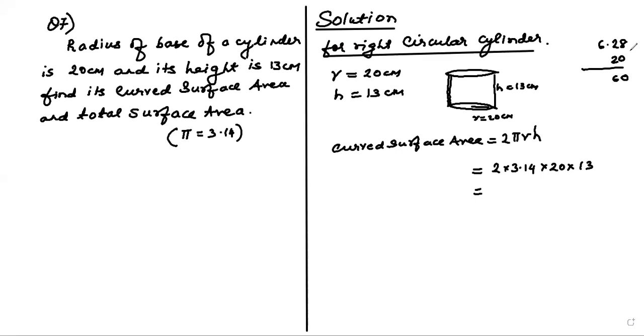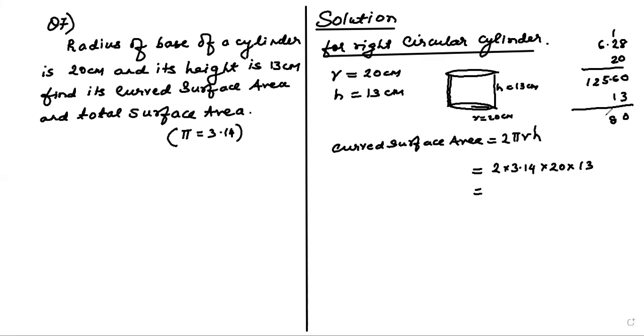2 8s are 16, 2 2s are 4, 5, 2 6s are 12. There are two digits after the decimal in the number above, so there should be two digits after the decimal here also. So it becomes 125.60. Okay, 6.28 into 20, now again multiplied by 13.